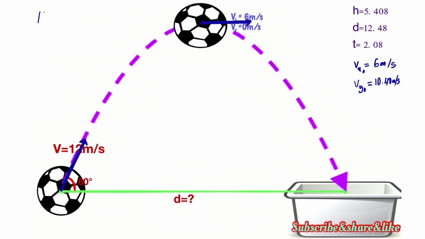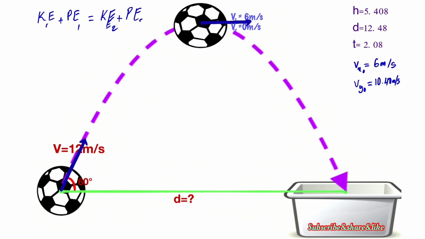We know kinetic energy 1 plus potential energy 1 is equal to kinetic energy 2 plus potential energy 2. We can say initial and final, same thing, whatever you want to call it. So we know that the energy here is the same as the energy here, and we're going to assume, it doesn't matter what mass you put here, that this ball has a mass of 1 kilogram.